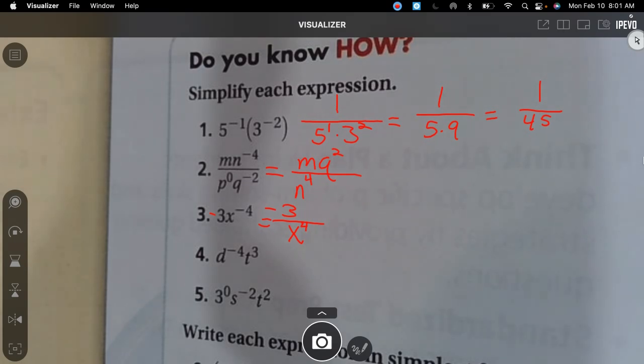The next one, d to the negative 4, negative exponent, it moves. T to the 3rd stays. So I'm going to leave my t to the 3rd and move my d to the 4th. There you go. That's it. It either moves or it stays. All right, I'll erase some of these. Let me look and write that down.